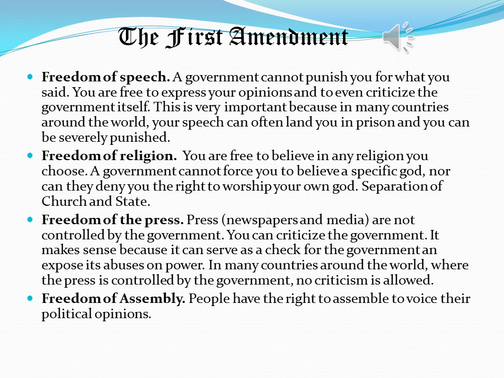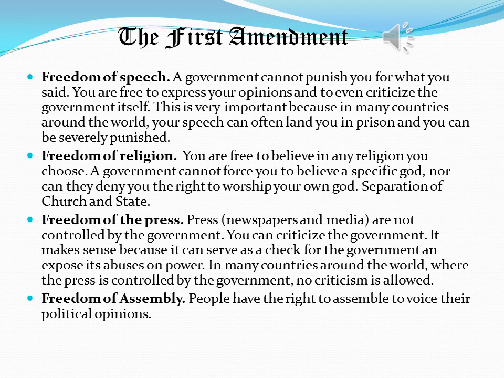Next one is the freedom of the press. Press is anything, newspapers. Nowadays, in modern times, it's the media. So the press is not controlled by the government. That's what it means. And it's very important because it can criticize the government. And it makes sense because, in a democratic society, it can serve as a check for the government.